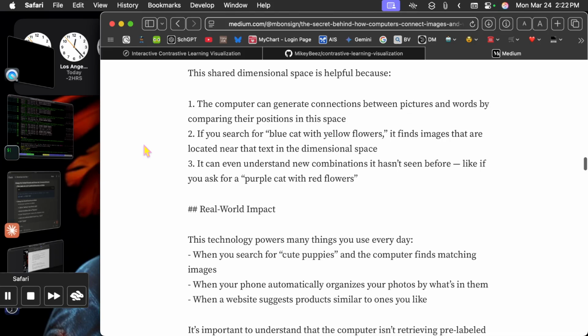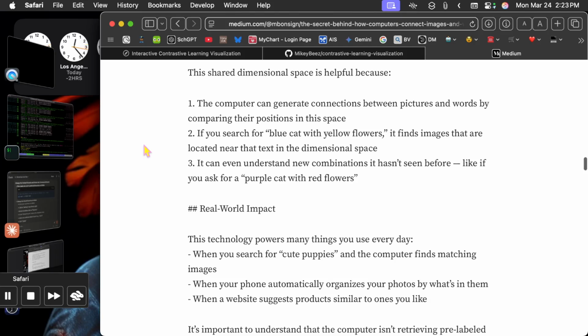This shared dimensional space is helpful because 1. The computer can generate connections between pictures and words by comparing their positions in this space. 2. If you search for blue cat with yellow flowers, it finds images that are located near that text in the dimensional space. 3. It can even understand new combinations it hasn't seen before, like if you ask for a purple cat with red flowers.